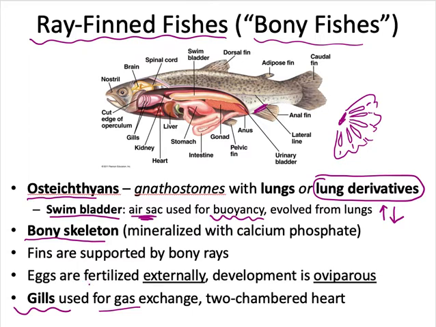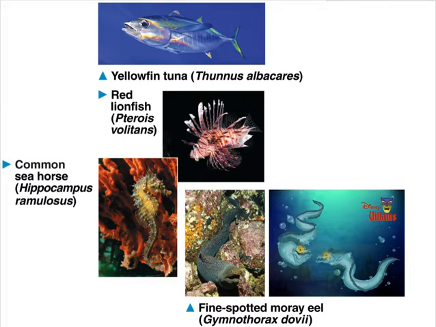And the vast majority of all fish you'll ever see in your life are going to be the ray-finned fishes. So we have tuna, lionfish, seahorses, eels. I know we called hagfish the snot eels or the slime eels, but real eels are actually fish. And then we have our eels from Disney's Little Mermaid, Flotsam and Jetsam.